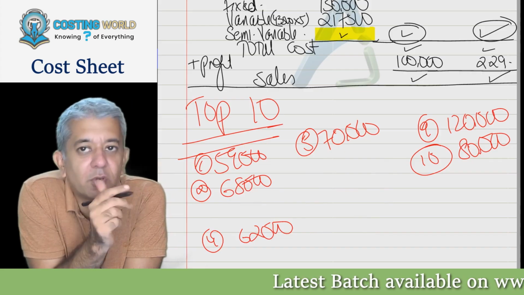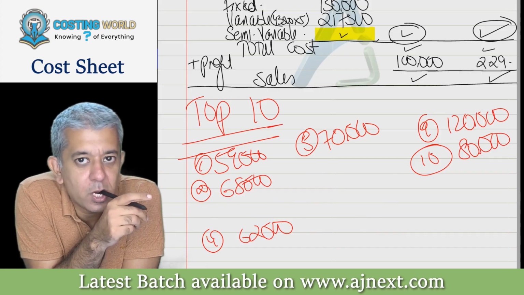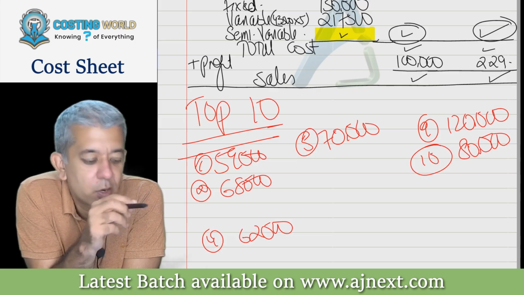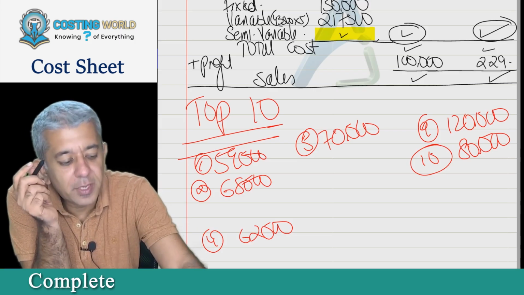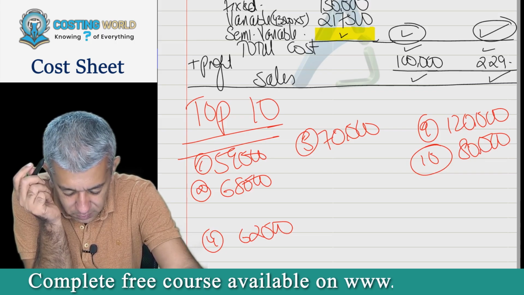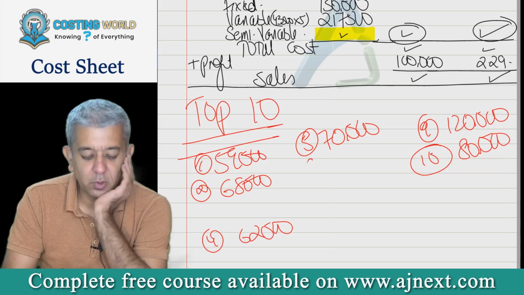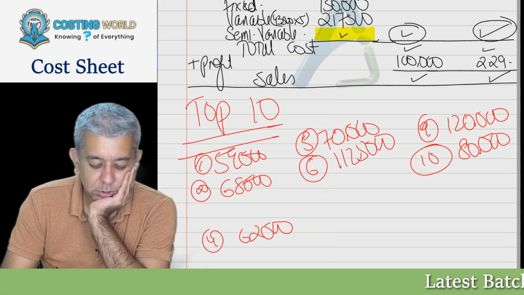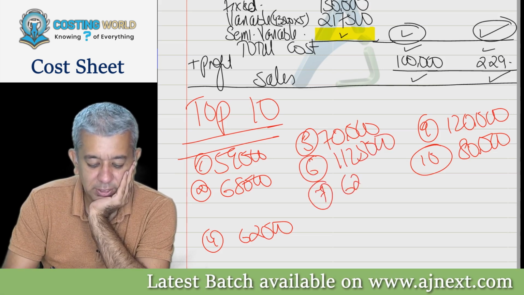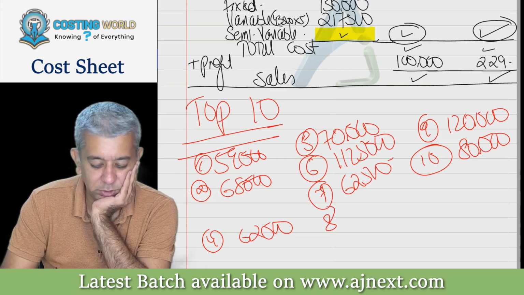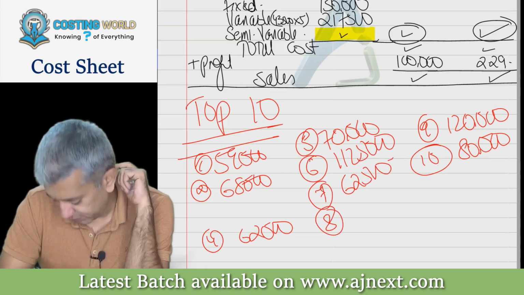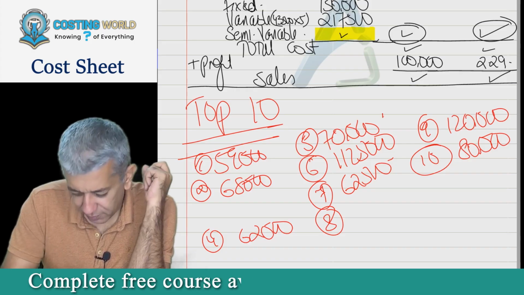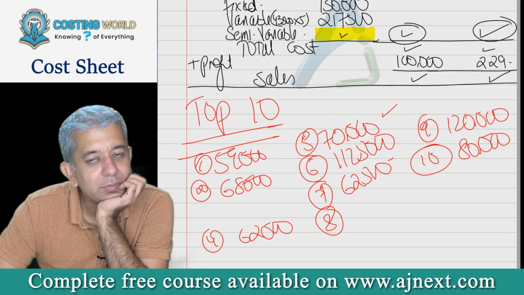One more answer I want before I'll continue. I want one more answer. Speak a bit louder, please. 1,12,000. Okay. I want one more answer still. 62,500. I still want one more answer. 70 I have already written. Something more.